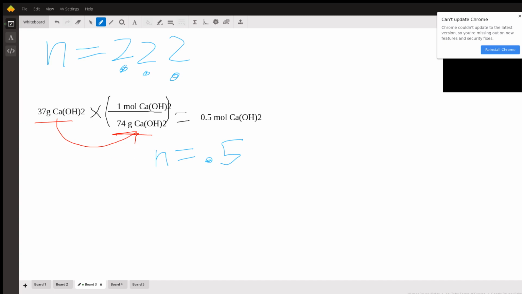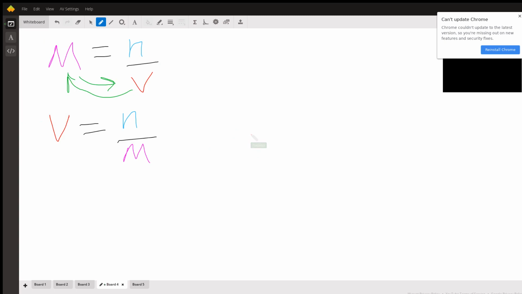If you put the molar mass on the bottom here, these units cancel out, and it leaves you with the units moles of calcium hydroxide. You get the moles of calcium hydroxide, which is 0.5 moles. Okay, so we solved for the moles. That was the hardest part, really. What now? The next part is, do you know algebra?